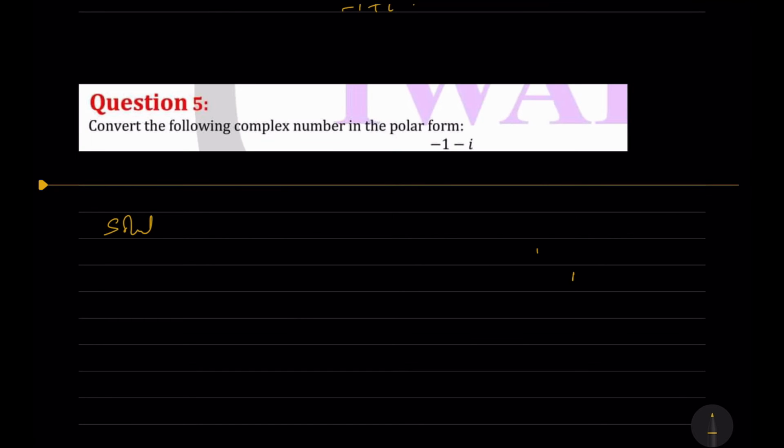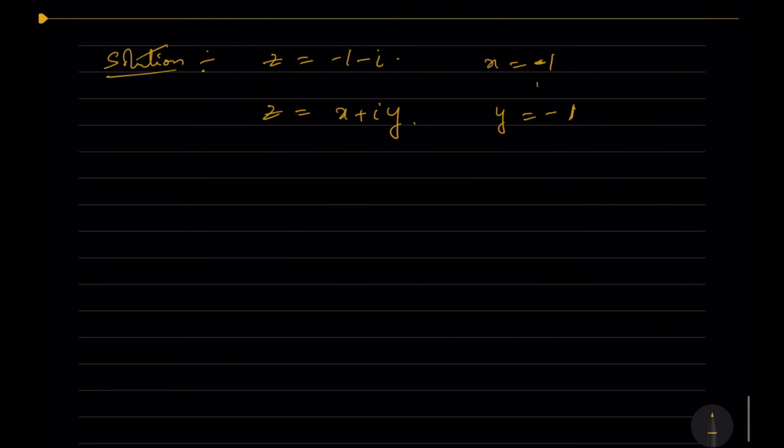In the solution of question 5, now you are having z is equal to minus 1 minus i. Compare it with the general form x plus iy. So x is equal to minus 1, y is equal to minus 1. So therefore you are having the x and y values here. So now we can find out the polar representation form. We can write z is equal to r cos theta plus i r sin theta.